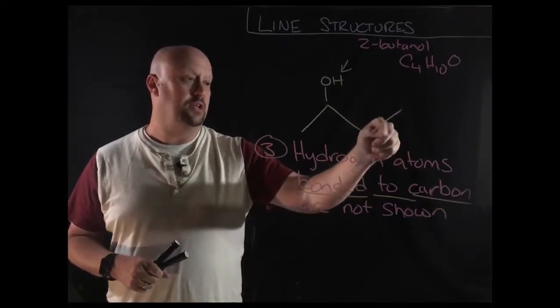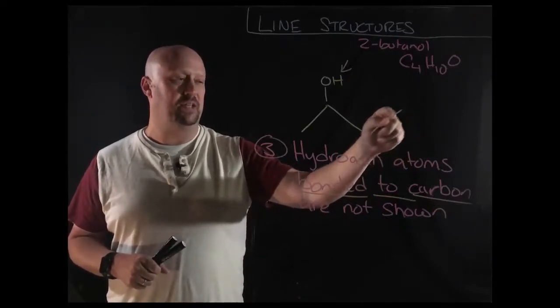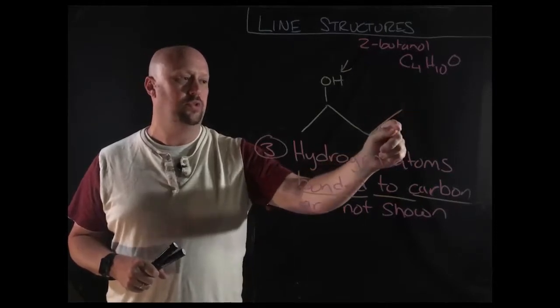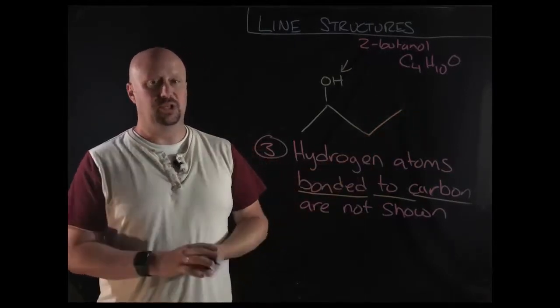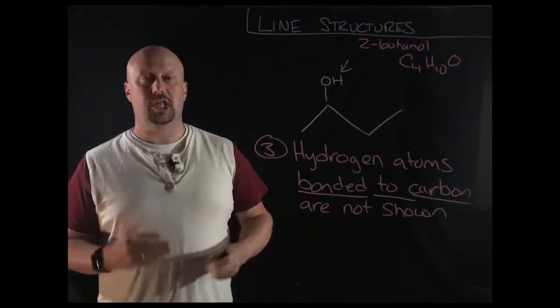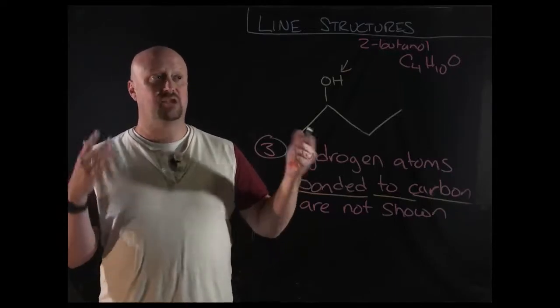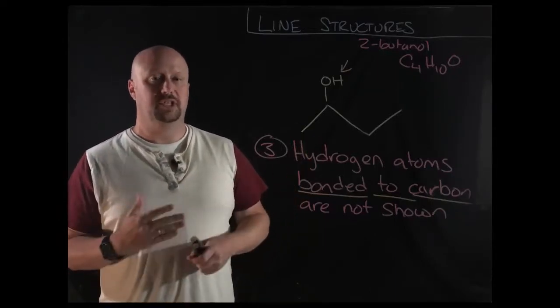So that means that there's 1 bond from this carbon going back to the chain, and then 1, 2, 3 hydrogens bonded to it. So we don't show the hydrogens just like we don't show the carbons. That's what gives line structures their simplicity.